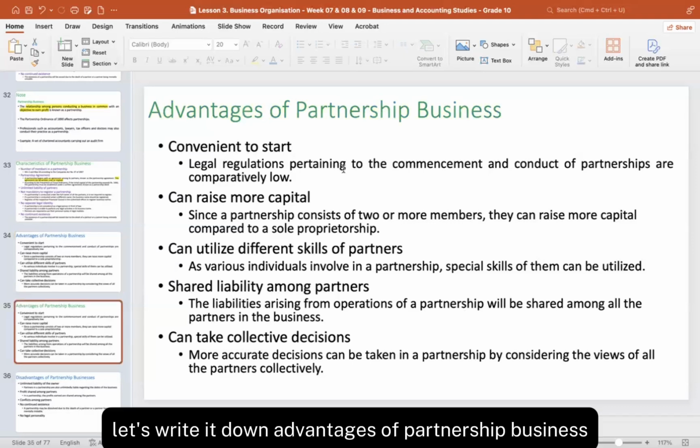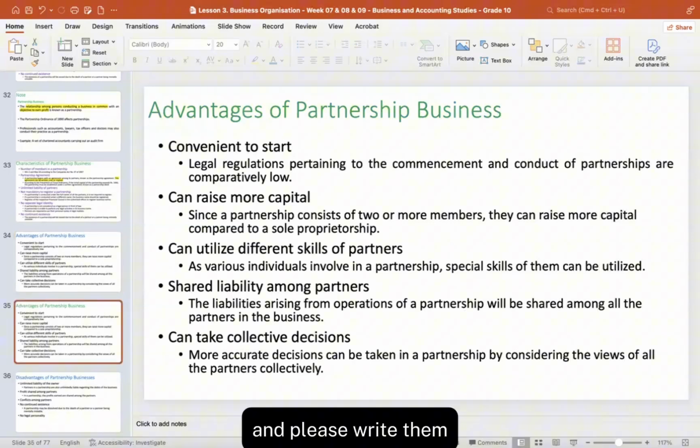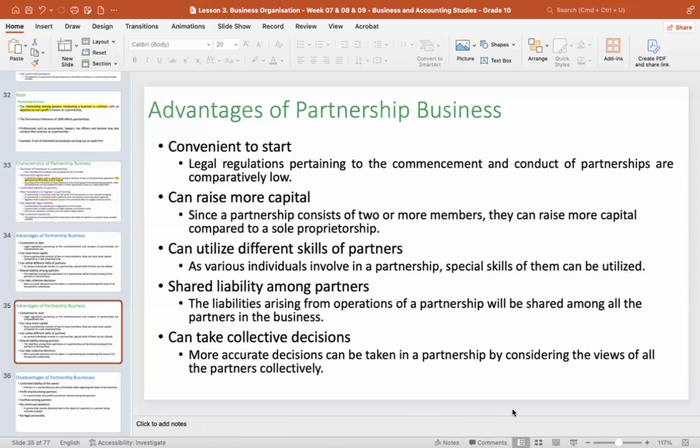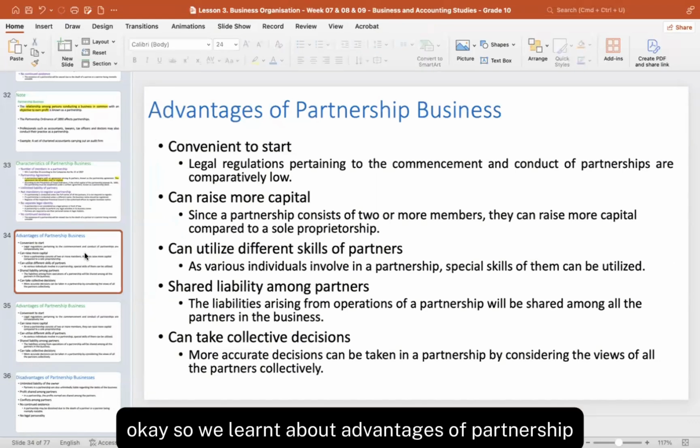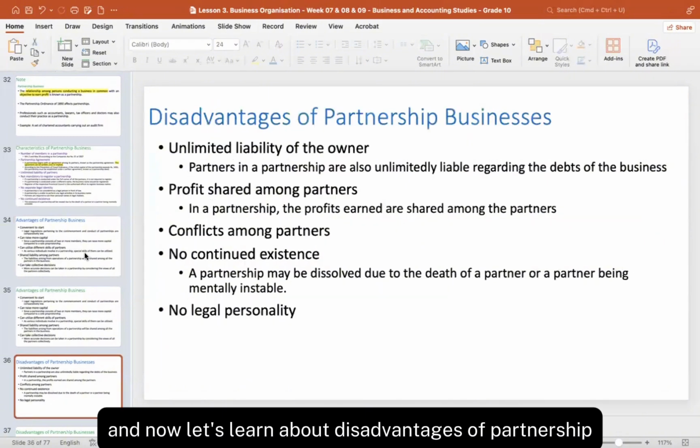So let's write it down. Advantages of partnership business, and please write them. Okay, so we learned about advantages of partnership, and now let's learn about disadvantages of partnership.